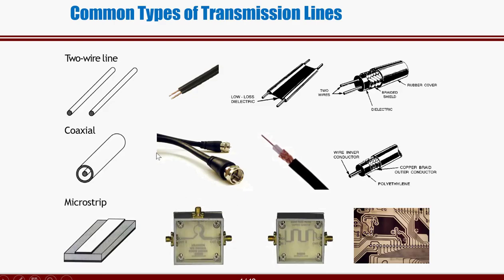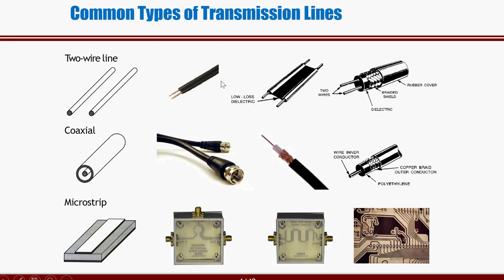Now what are the different types of transmission line? Let us see in this figure. First is the two wire line. This is the simple two wire conductor that we generally use for electrical signals in our home appliances and so on. The two wires may be separated by a dielectric material, which is generally plastic or some kind of mica, etc.